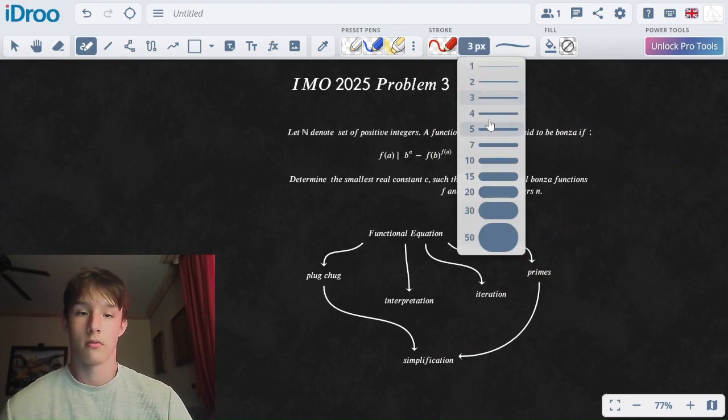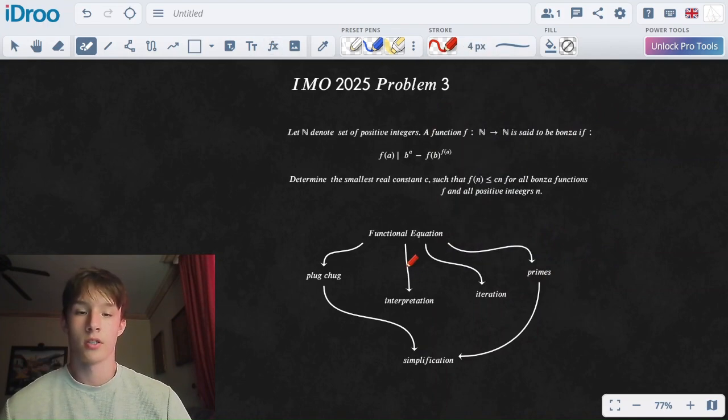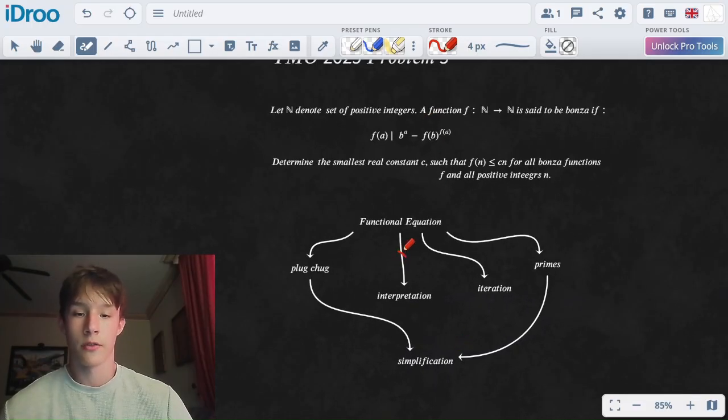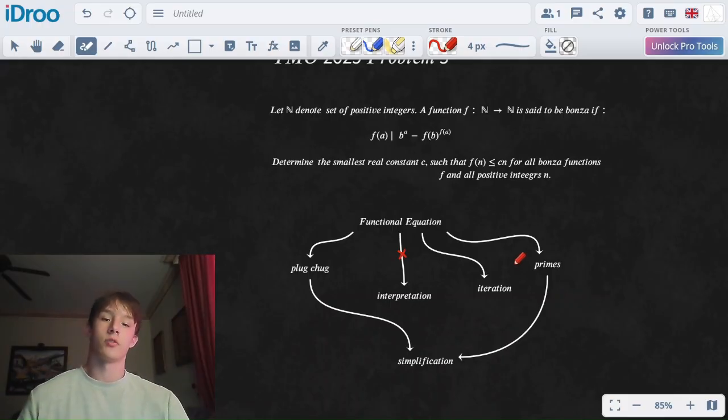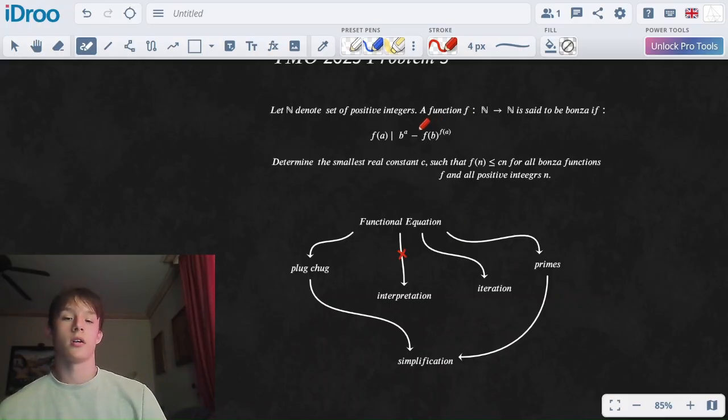Let's see. Okay, so first of all, interpretation. There are not many interpretations you want to do here, so that's probably not the right path. The other thing is that iteration. We could have used iteration.